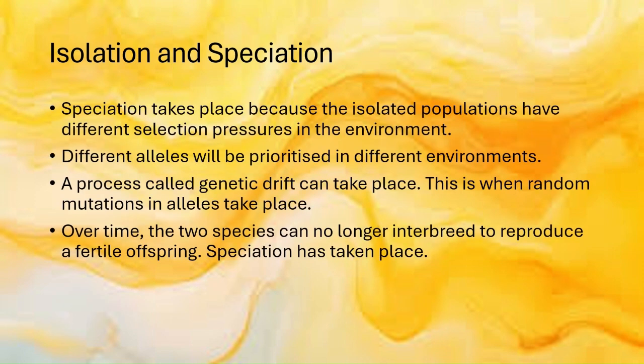Speciation takes place because the isolated populations have different selection pressures in the environment, and different alleles will be prioritized in different environments. A process called genetic drift can take place, and this is when random mutations in alleles take place. Over time, the two species can no longer interbreed to produce fertile offspring. So it is at this point we can confirm that speciation has taken place.